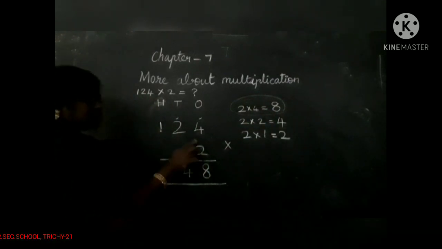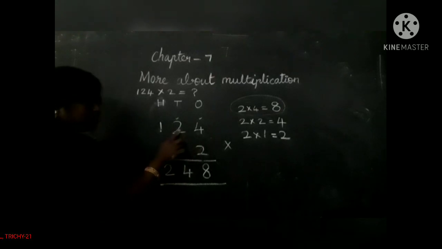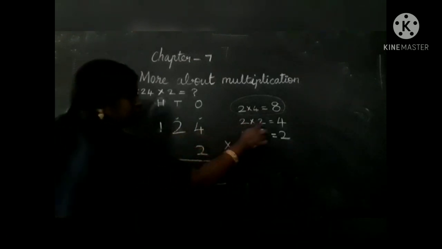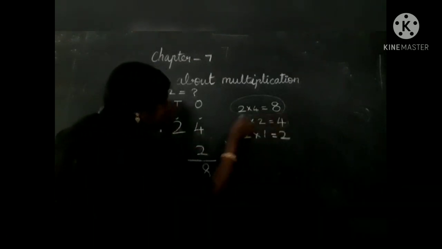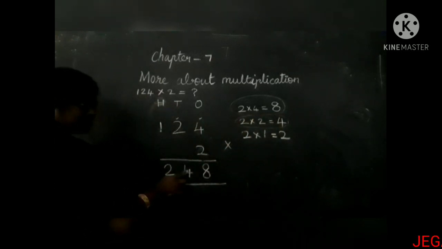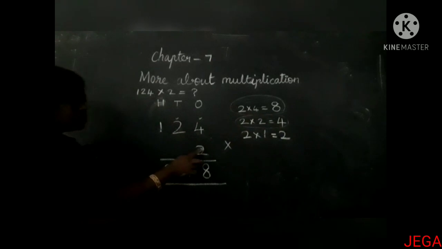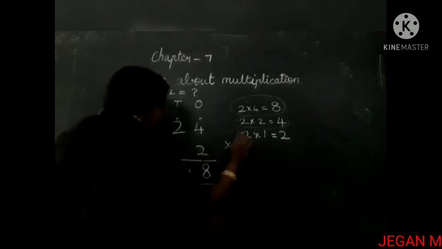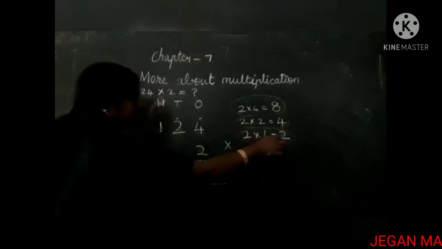Then second, 2 into 2. 2 twos are 4. Then the next number, 2 into 1. It means 2 ones are 2. 2 ones are 2.